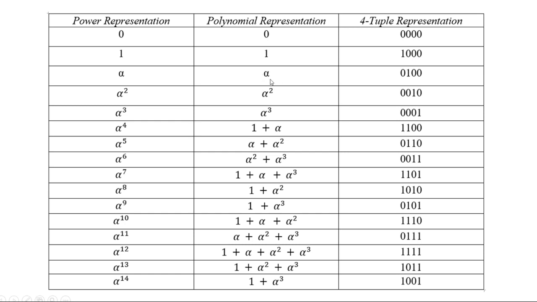Similarly for alpha: the coefficient of alpha 0 is 0, the coefficient of alpha is 1, the coefficient of alpha square is 0, the coefficient of alpha cube is 0. So it will be 0 1 0 0. Similarly for alpha square: the coefficient of alpha 0 is 0, the coefficient of alpha is 0, the coefficient of alpha square is 1, the coefficient of alpha cube is 0. So it will be 0 0 1 0.